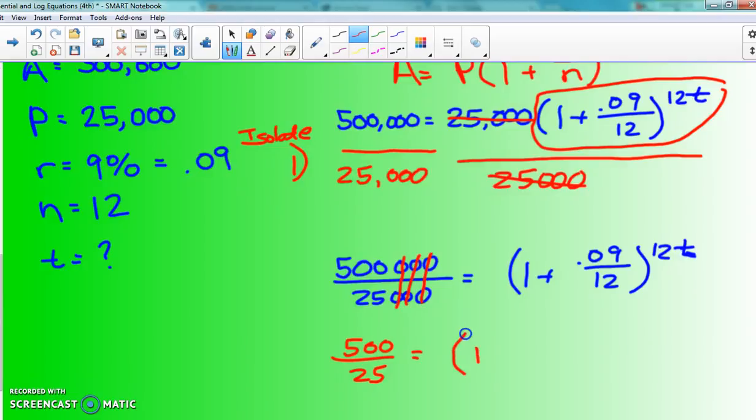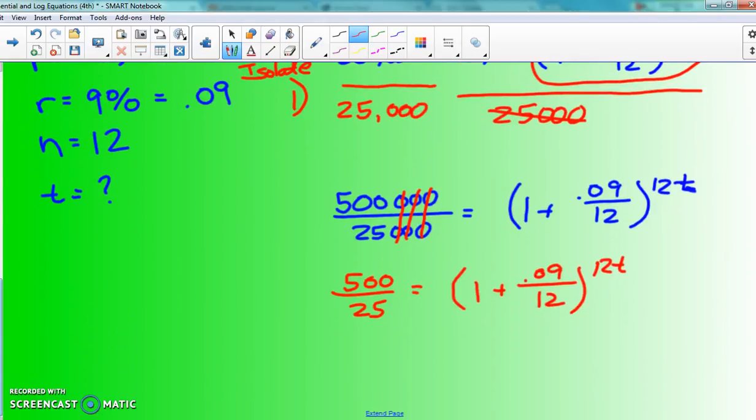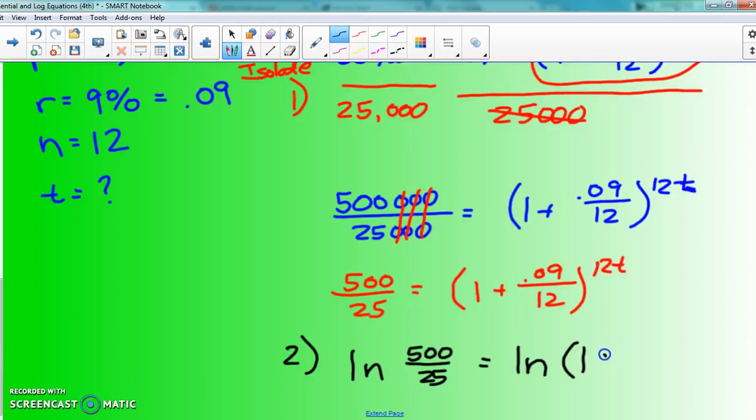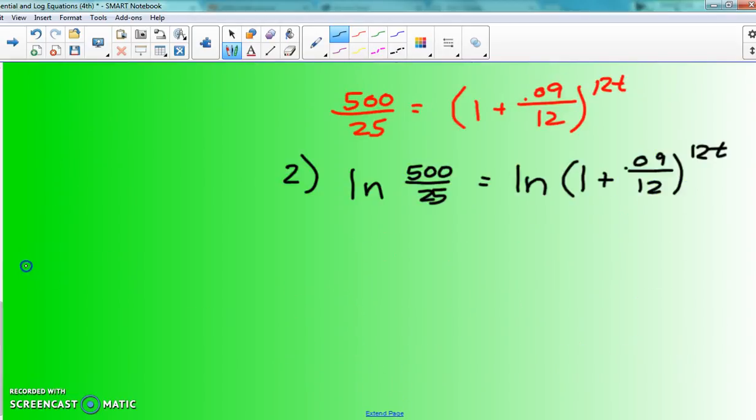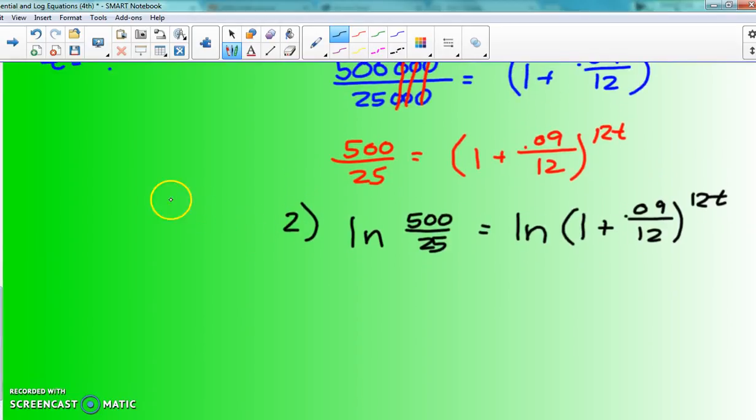All right, so the first step was isolate. What's the next step for exponential functions? Natural log it. So step 2 is to natural log both sides. So let's do natural log both sides. We have the 12t as your exponent. All right, and then at that point, let's do natural log.